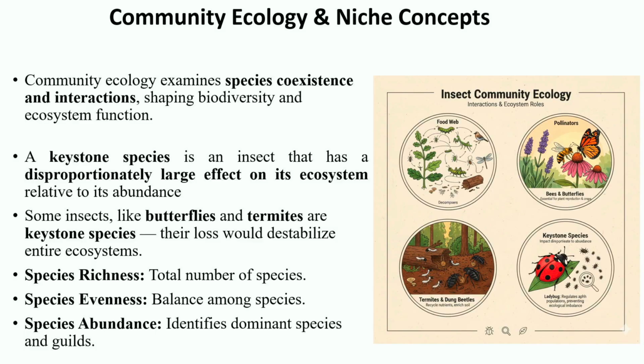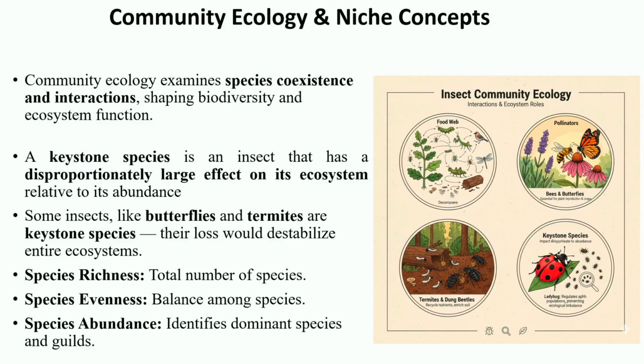The most important area that we are going to deal with in depth is also community ecology and niche concepts. Community ecology examines species coexistence and interactions, shaping biodiversity and ecosystem function. Important areas we are going to cover in this topic include the keystone species, an important organism, for example insects, that has a disproportionately large effect on its ecosystem relative to its abundance. Some insects, like butterflies and termites, are keystone species. Their loss would destabilize the entire ecosystem.